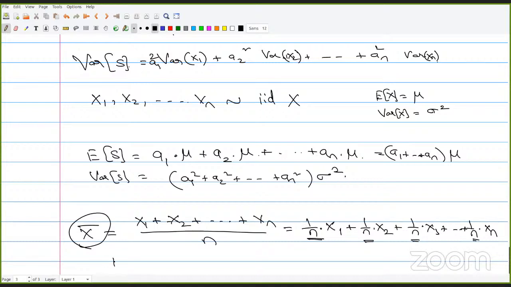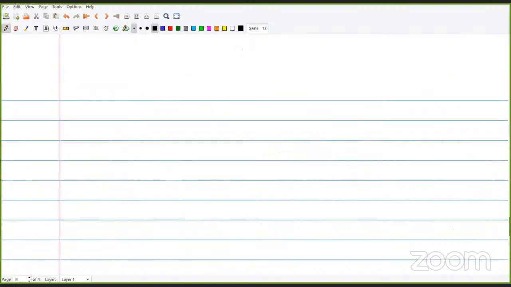So now if I look at the expected value of x bar, this will be 1 by n plus 1 by n plus and so on 1 by n, times mu. So directly I am substituting here: a1 plus a2 plus an, all 1 by n's. If we do so, we will get n by n times mu, which is mu. Therefore the expected value of x bar, the sample mean, will be mu.